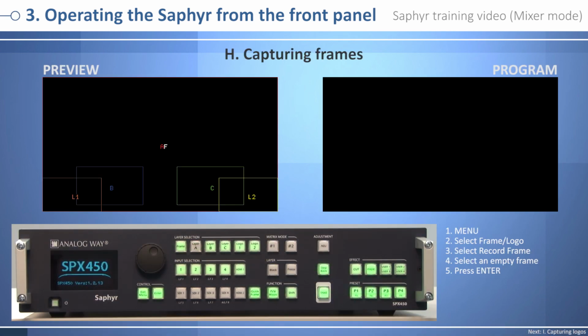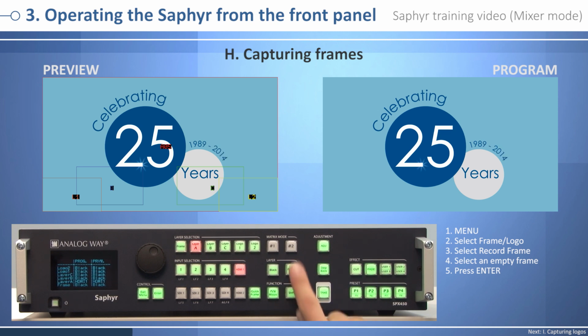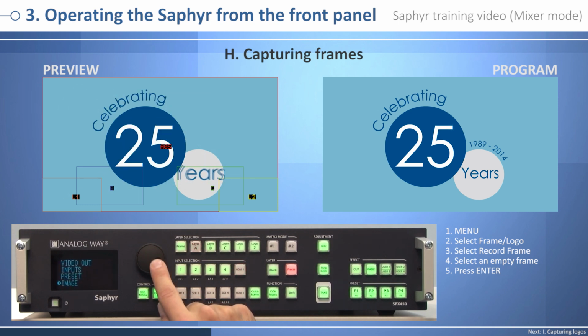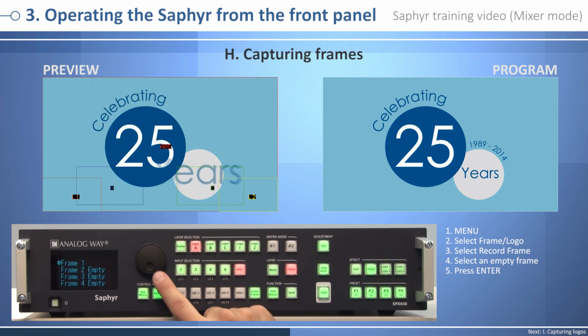Capturing frames. To capture a frame, display the exact content you want to save on one of your outputs, at the exact resolution. You can use the Freeze button if you want. Press the Exit menu button, select Frame's logo, press Enter, then select Record Frame, press Enter, and select a frame number. Then press Enter. Wait until the unit finishes the save. Your frame is now saved, and you can use it through the Frame button.